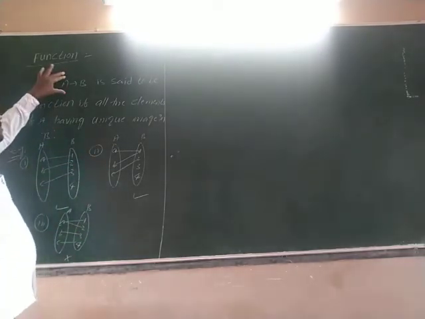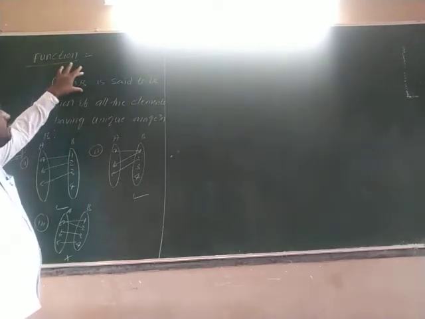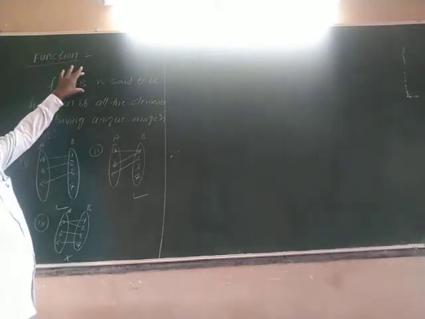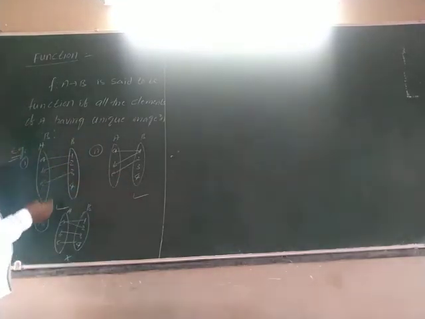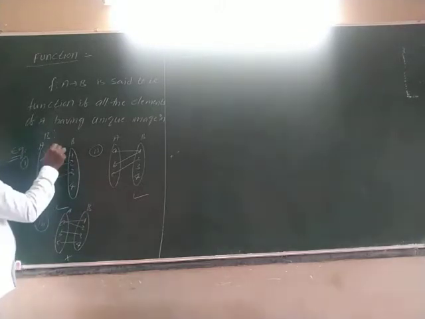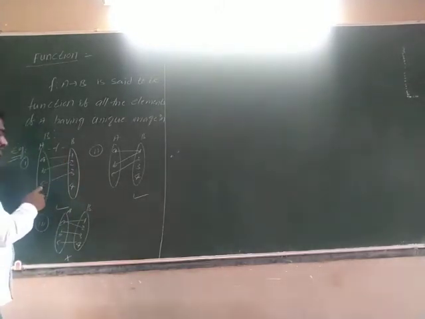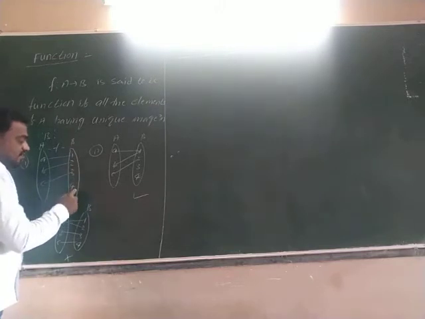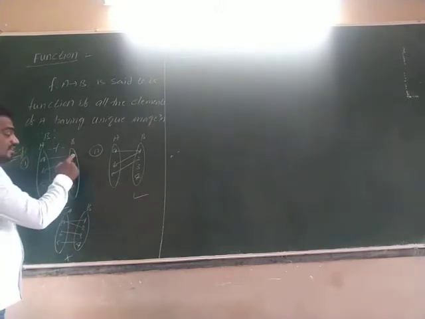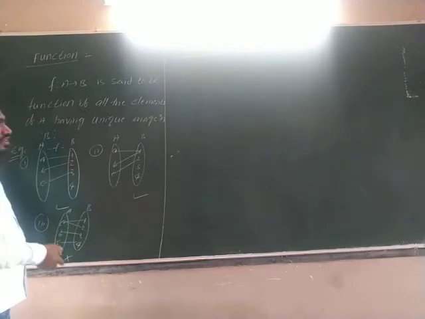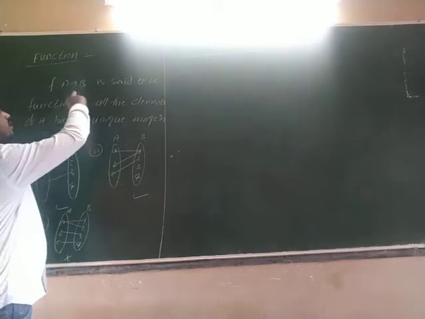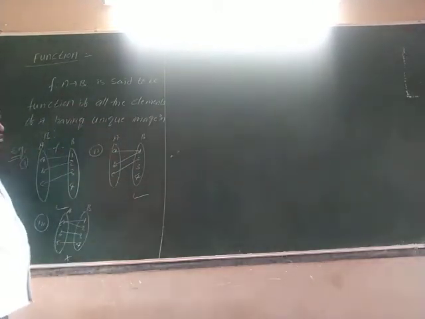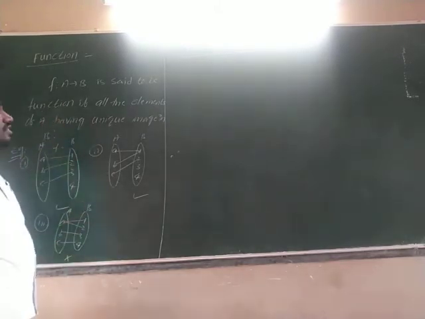Here A is called the domain, B is called the codomain, and f of A is called the range. In the first function, the domain elements are the set a, b, c. The codomain is the set 1, 2, 3, 4. The range is the set 1, 2, 3 only. Here, this is not a function, so we will not define a domain, range or codomain. Right? This is the definition of function.